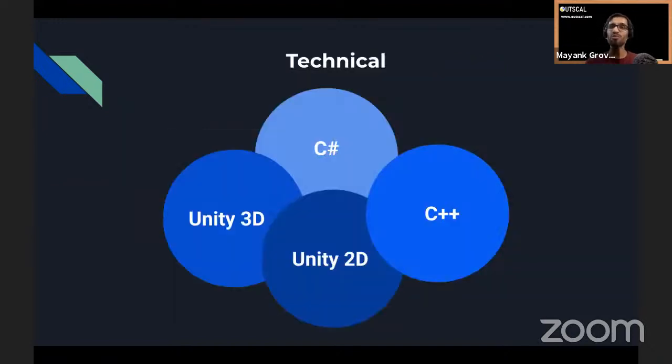So when it comes to technical elements, we'll be covering the Unity game engine. We'll be covering both Unity 2D as well as 3D, so you'll be building projects in both. Naturally, because Unity works on C#, we'll be covering the C# language as well. Along with this, we will heavily focus on C++ as well. So 3 months out of the 6 months will be heavily focused towards Unity and C#, and the remaining 3 months will focus on C++.